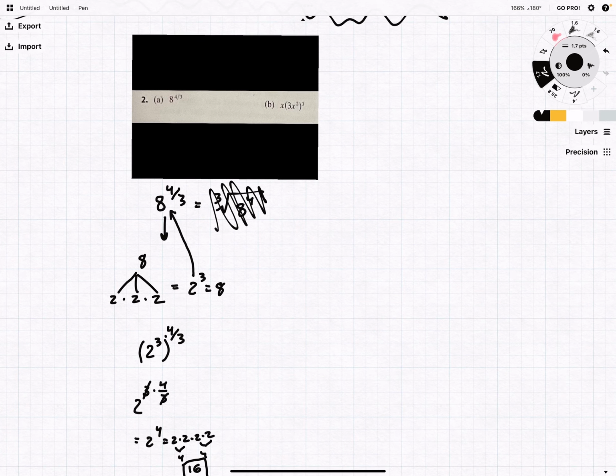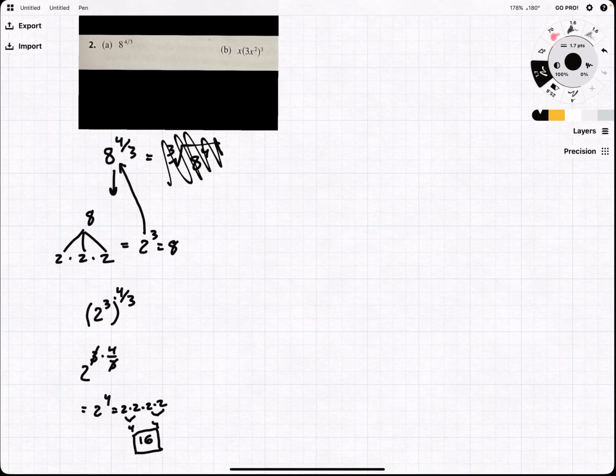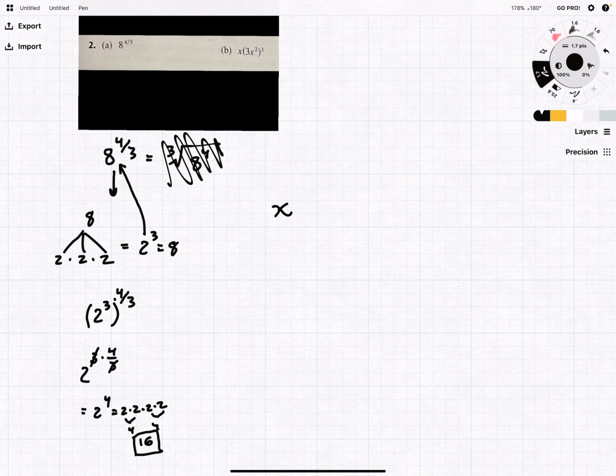Okay, and part B. Okay, so part B is x times 3x squared to the 3rd power. Not second, 3rd power.